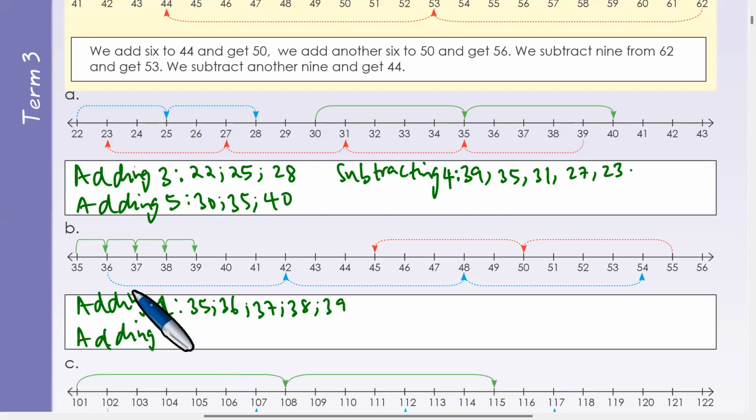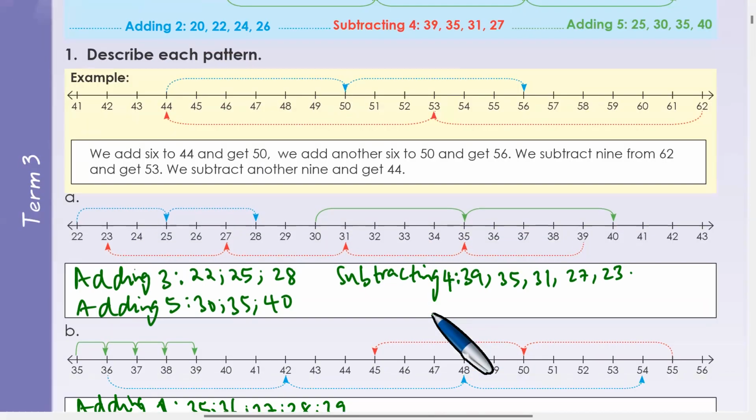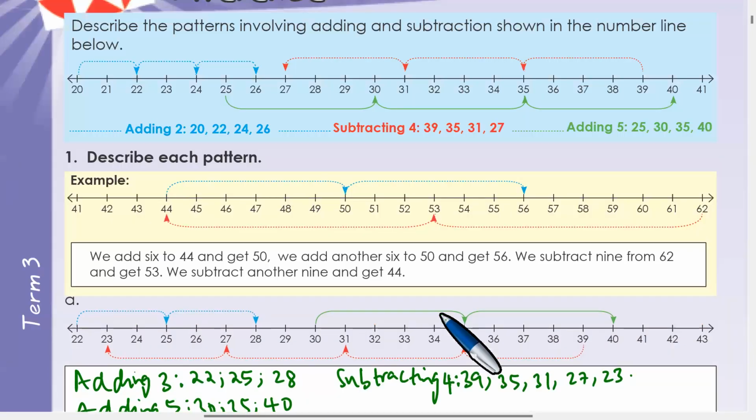Obviously here 36 becomes 42, and it's 1, 2, 3, 4, 5, 6 steps. So you're adding 6, but you're starting from 36. Then 36 becomes 42. You're adding 6 to 42, it becomes 48. You're adding 6, it becomes 54. And this has a tendency to continue in the given manner.